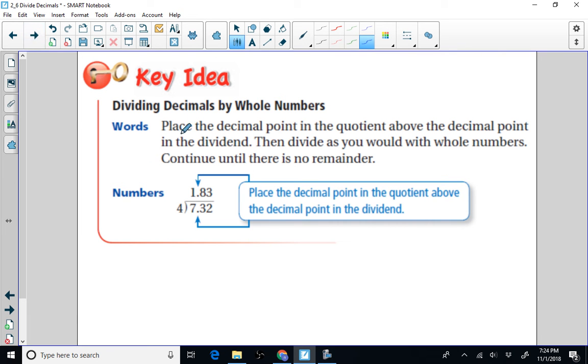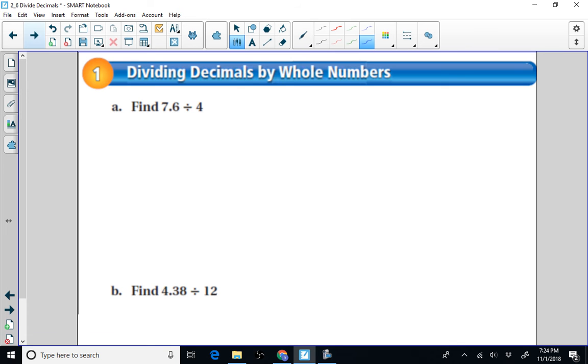So let's see what it's like to divide decimals by whole numbers. We have to place the decimal point in the quotient above the decimal point in the dividend, then divide as you would with whole numbers. Continue till there's no remainder. All right, so let's take 7 and 6/10, and we want to divide that by 4. So 4 is my divisor. 7 and 6/10 is my dividend. Put the decimal point in the quotient, and then I divide.